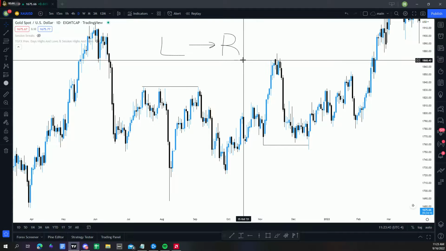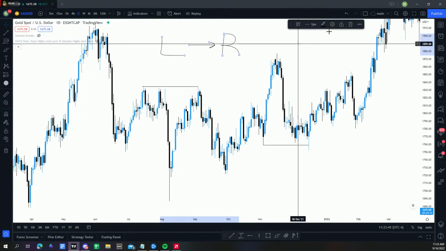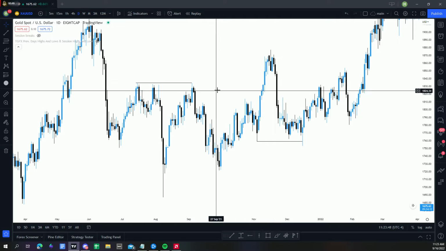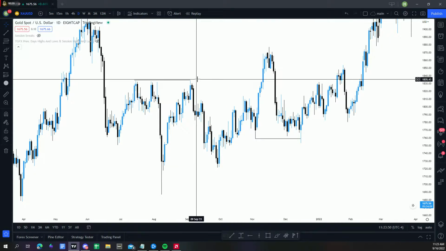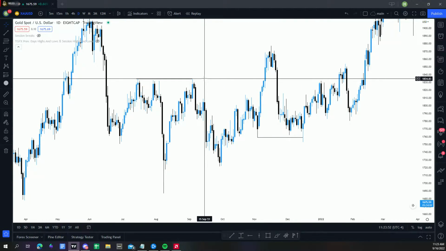So in this one, I'm going to be introducing two new concepts, which is the idea that we have true breaks of ranges and we have false breaks, which can be seen in multiple ways.